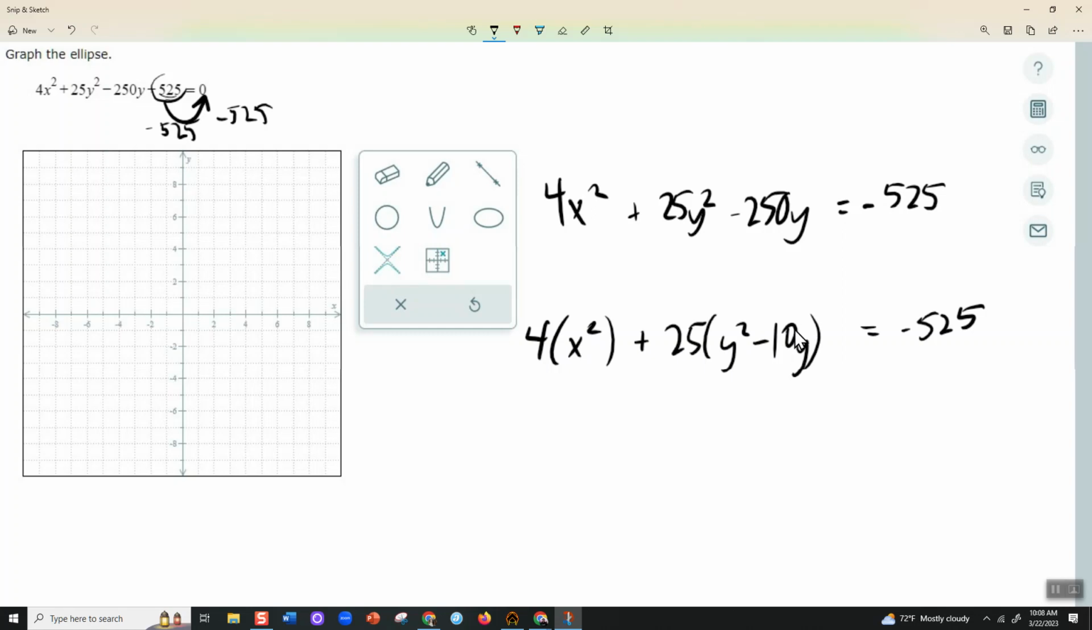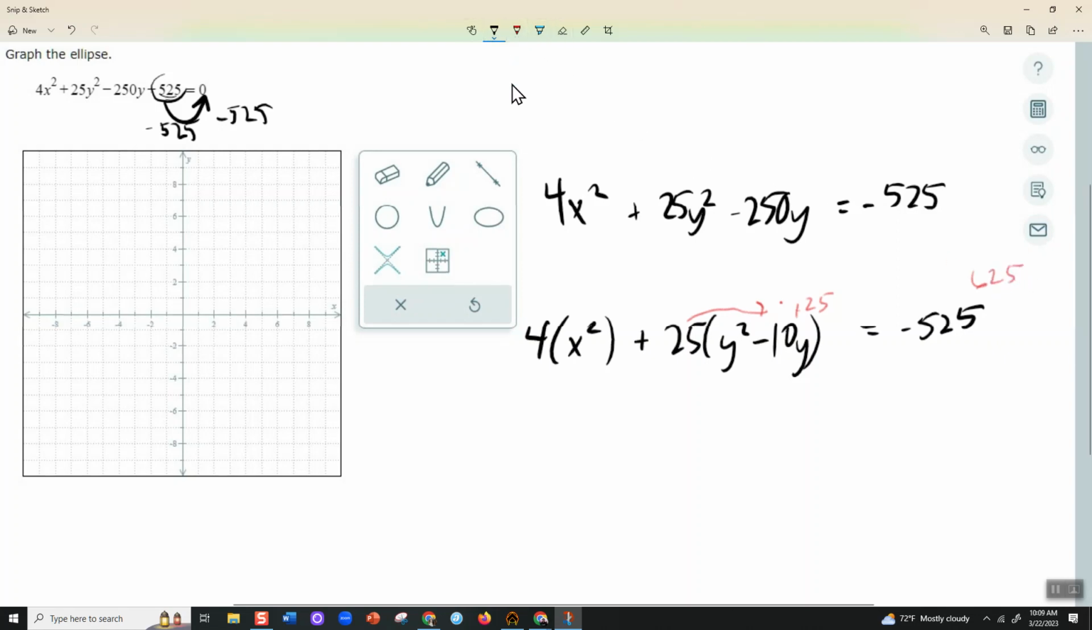Okay, don't need to complete the square there. There's nothing there, but I do need to complete the square here. So I'm going to add half of this squared, half of 10, 5. 5 squared is 25. So I'm going to be adding 25, but it is also being multiplied times 25. 25 times 25 is 625. So I'm basically adding 625 to both sides.